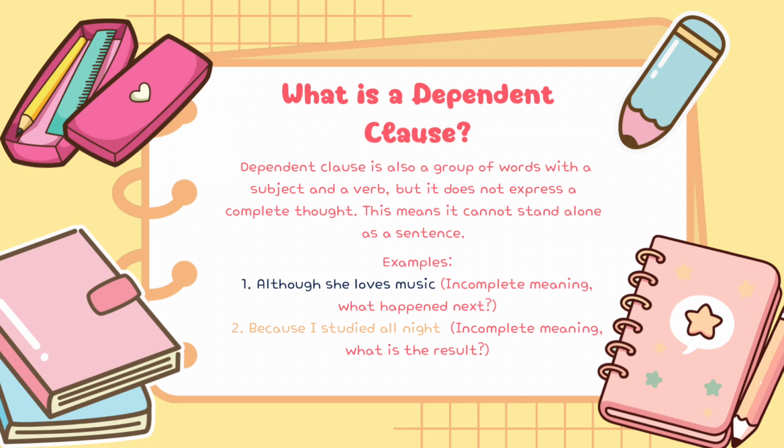A dependent clause is also a group of words with a subject and a verb, but it does not express a complete thought. This means it cannot stand alone as a sentence. The example is, although she loves music. That's an incomplete meaning. What happened next? So, because I studied all night. That's also an incomplete meaning. What is the result? These clauses depend on an independent clause to complete their meaning. That's why they are called dependent clauses.